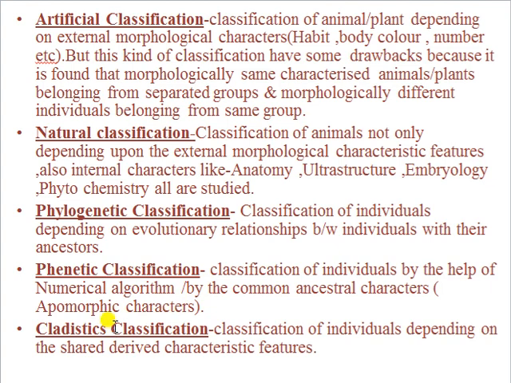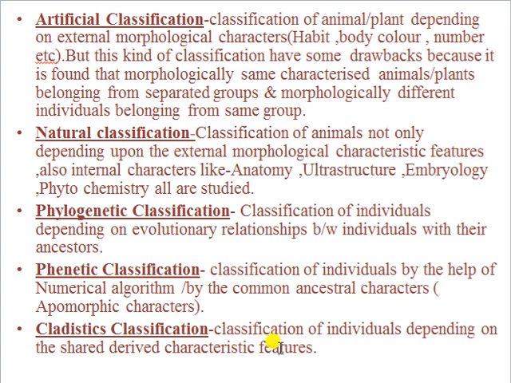Last point about the classification is cladistics classification. What is that? It is when the classification of individual organisms is done based on shared derived characteristic features. In the previous one, we saw that in phenetic classification we can classify organisms based on their common ancestral feature. Here we are saying that we can classify organisms based on the shared derived characteristic features.